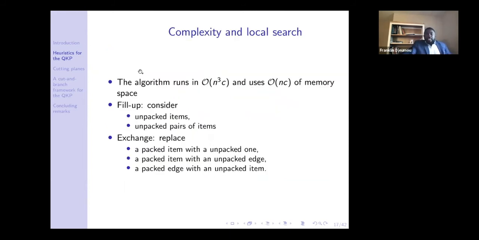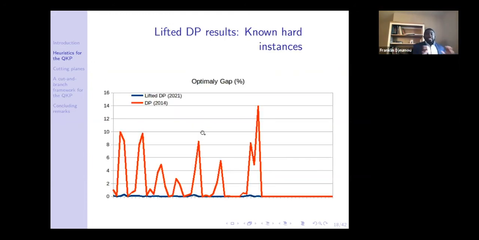So that gives us an algorithm that now runs in terms of n squared times n cubed times c. So the addition to time complexity here is a factor of n, but we also modify the memory so that the memory requirement will stay at n times c. And we have a local search procedure that is implemented at the end, but this local search procedure too is implemented in the space of lifted variables. So now we made some tests.